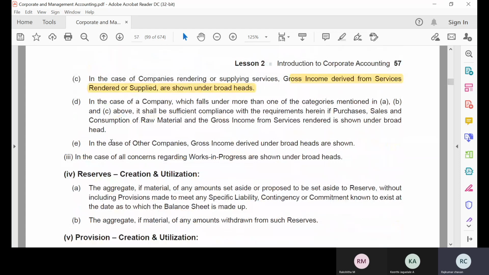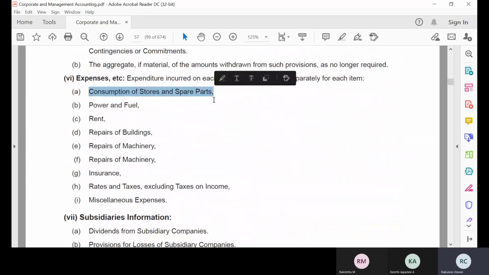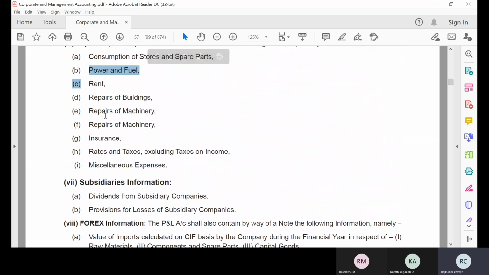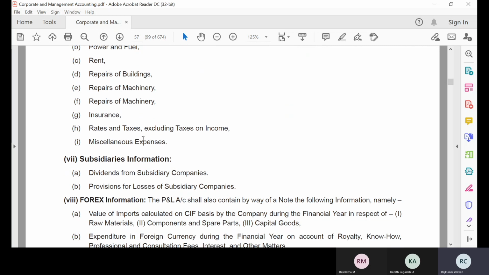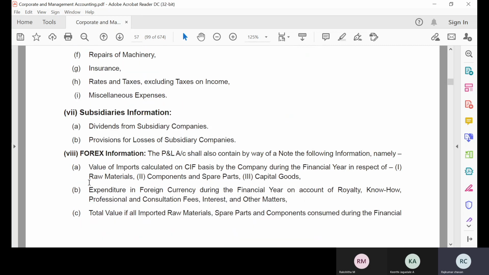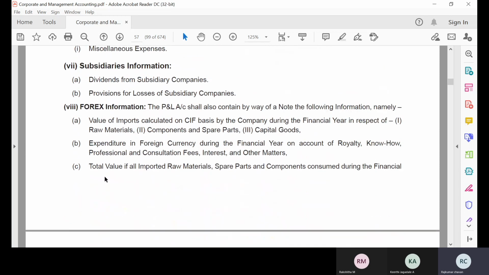For example, other expenses like consumption of stores, power and fuel, rent, repairs of building, repairs of machinery, insurance. It is repeated here. Rates and taxes, taxes on income, miscellaneous expenditure. All those things are called other expenses. Then subsidiary information, like if you get any dividend from a subsidiary company, meaning you are the holding company, that is also shown as information in our P&L account. Provision for losses of subsidiary company, that also we need to show.